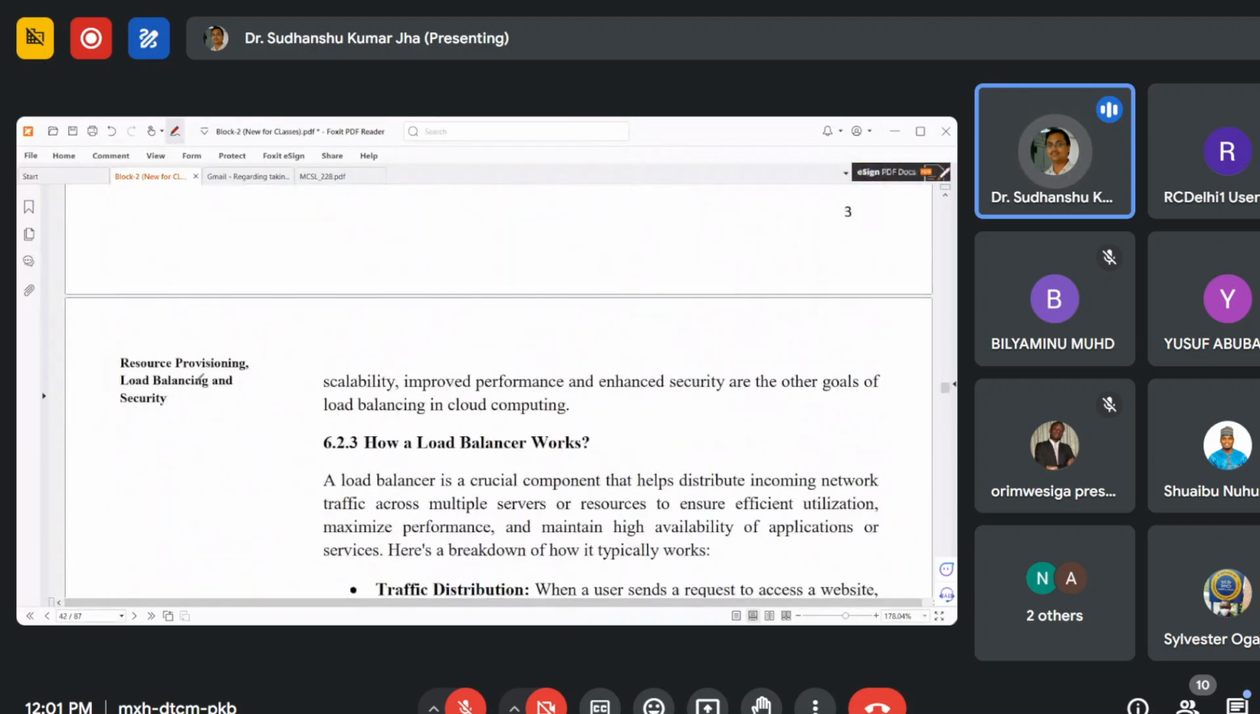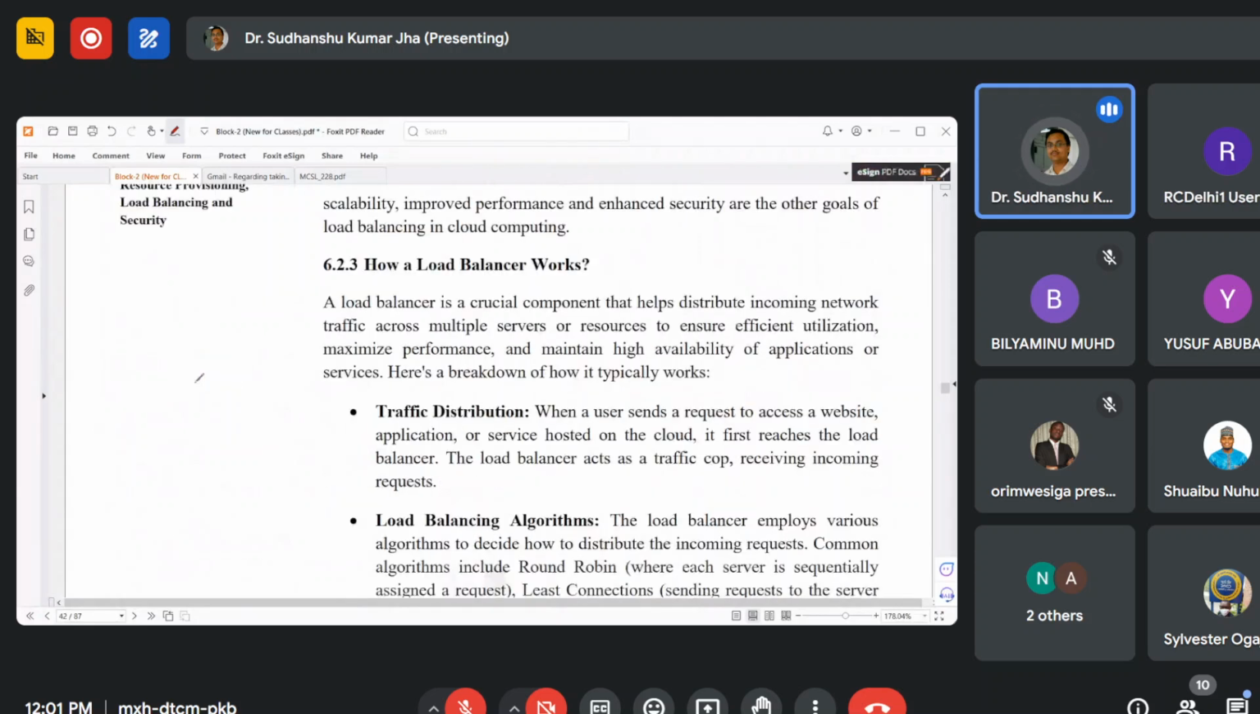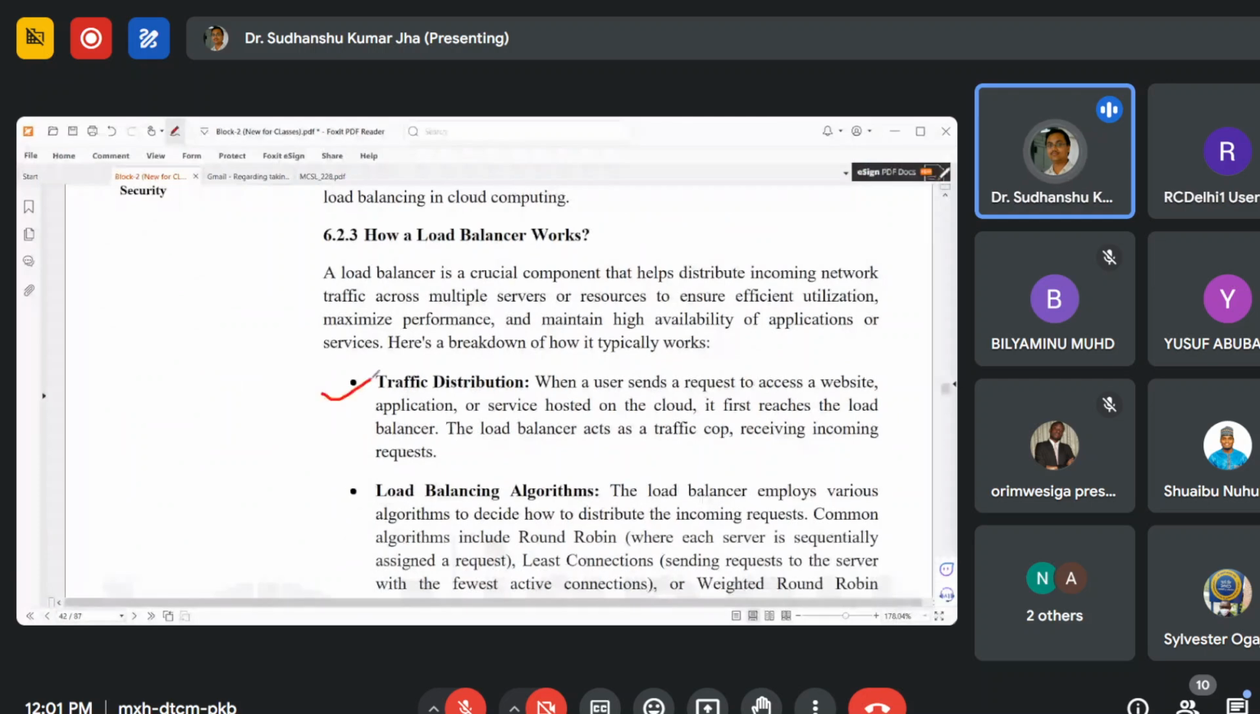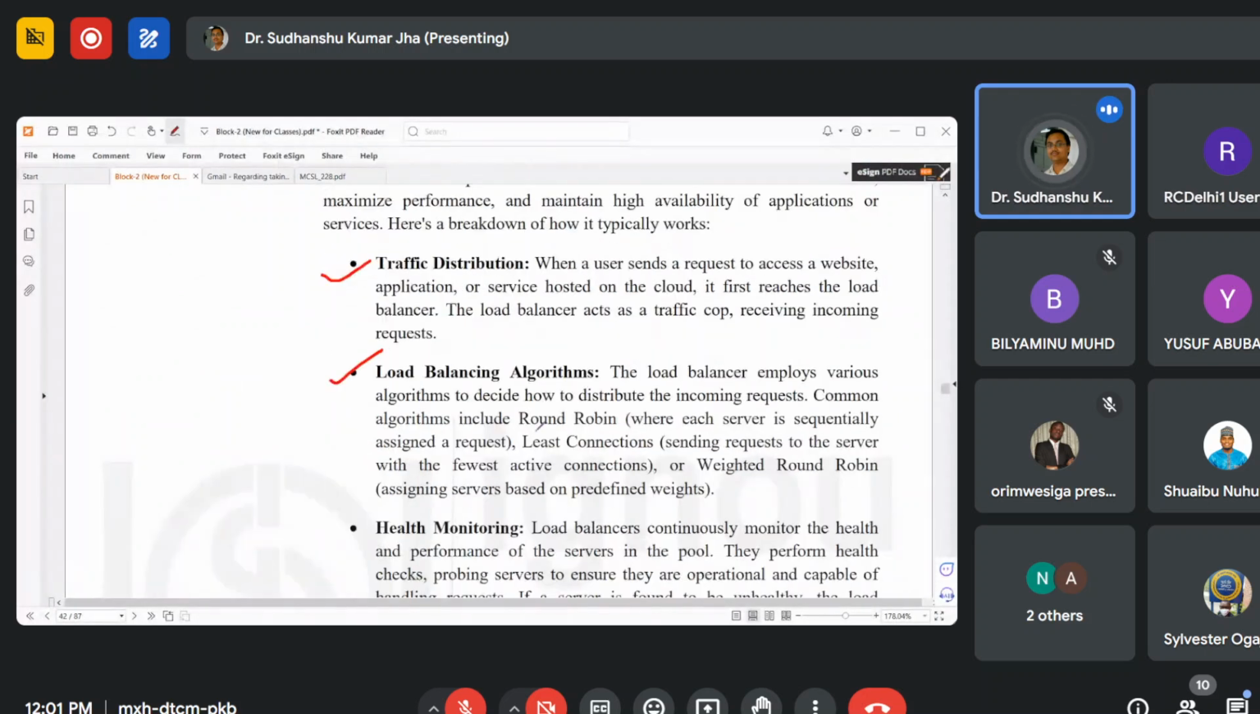So load balancing works based on traffic distribution. Some load balancing algorithms are there, such as round robin, least connection, and weighted round robin methods. What are these methods and how do they work? That is beyond the scope of this discussion. But just assume that load balancing is being managed by some kind of algorithm.